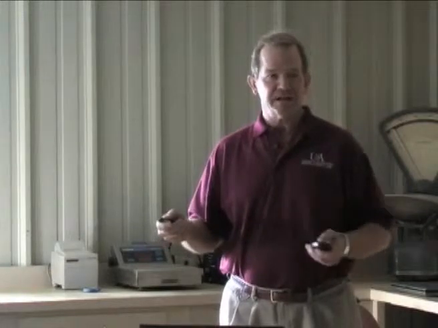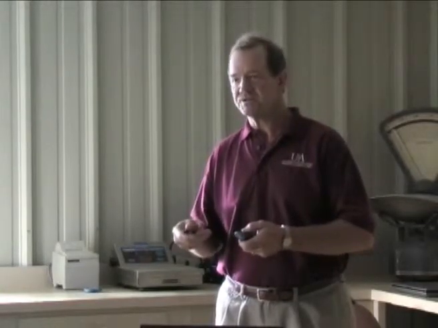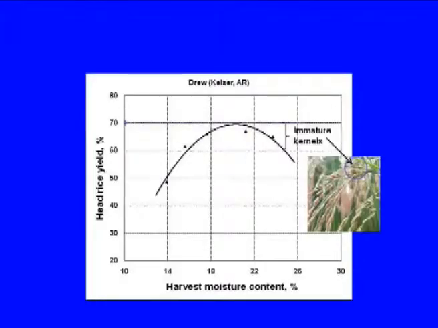But first of all, why do the head rice yields decrease at higher moisture contents? If you look at samples at higher and higher moisture contents, generally you'll see a greater percentage of immature green kernels. And if you separate those kernels and mill them separately, generally we see that at least half of those kernels will break in the milling operation. That of course will reduce your overall head rice yield.